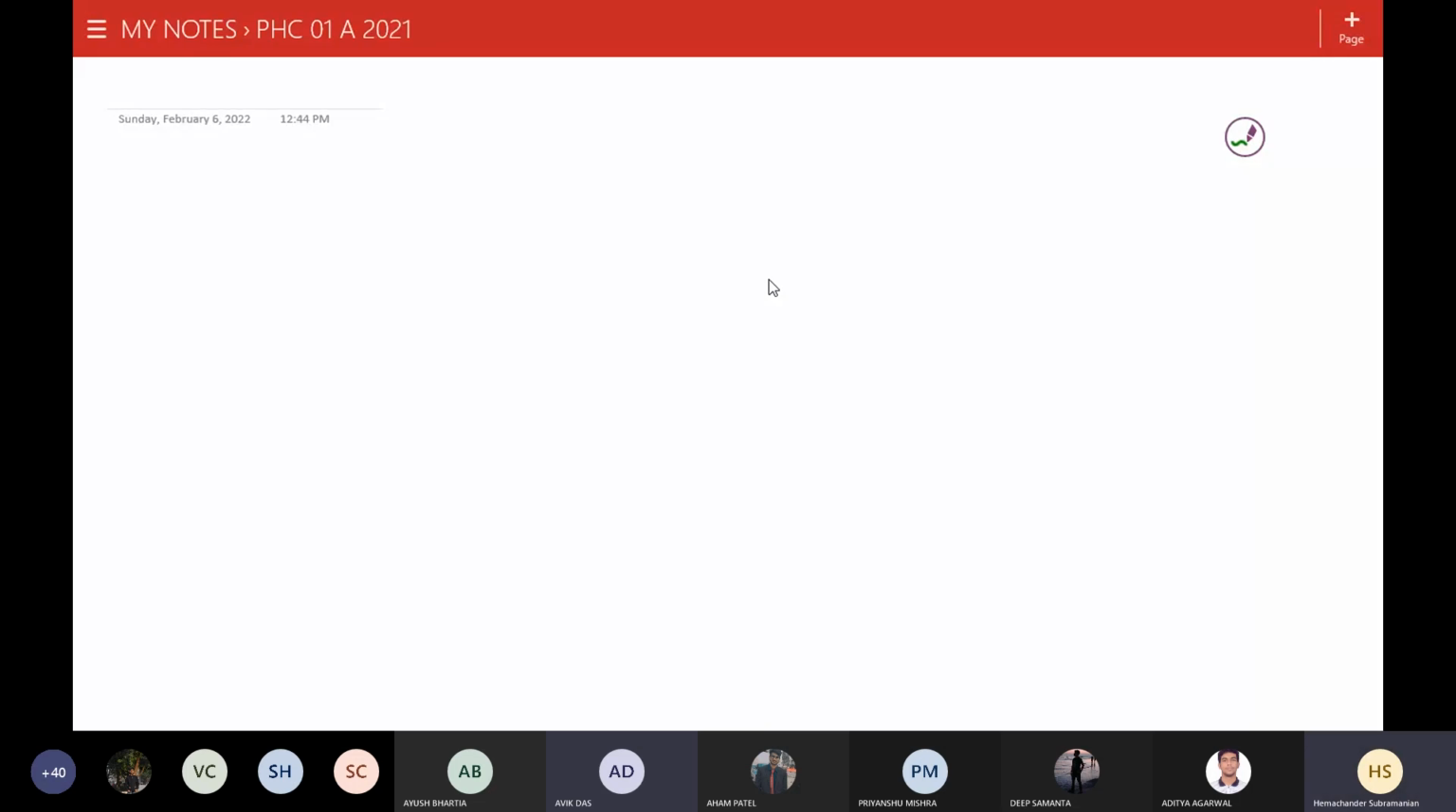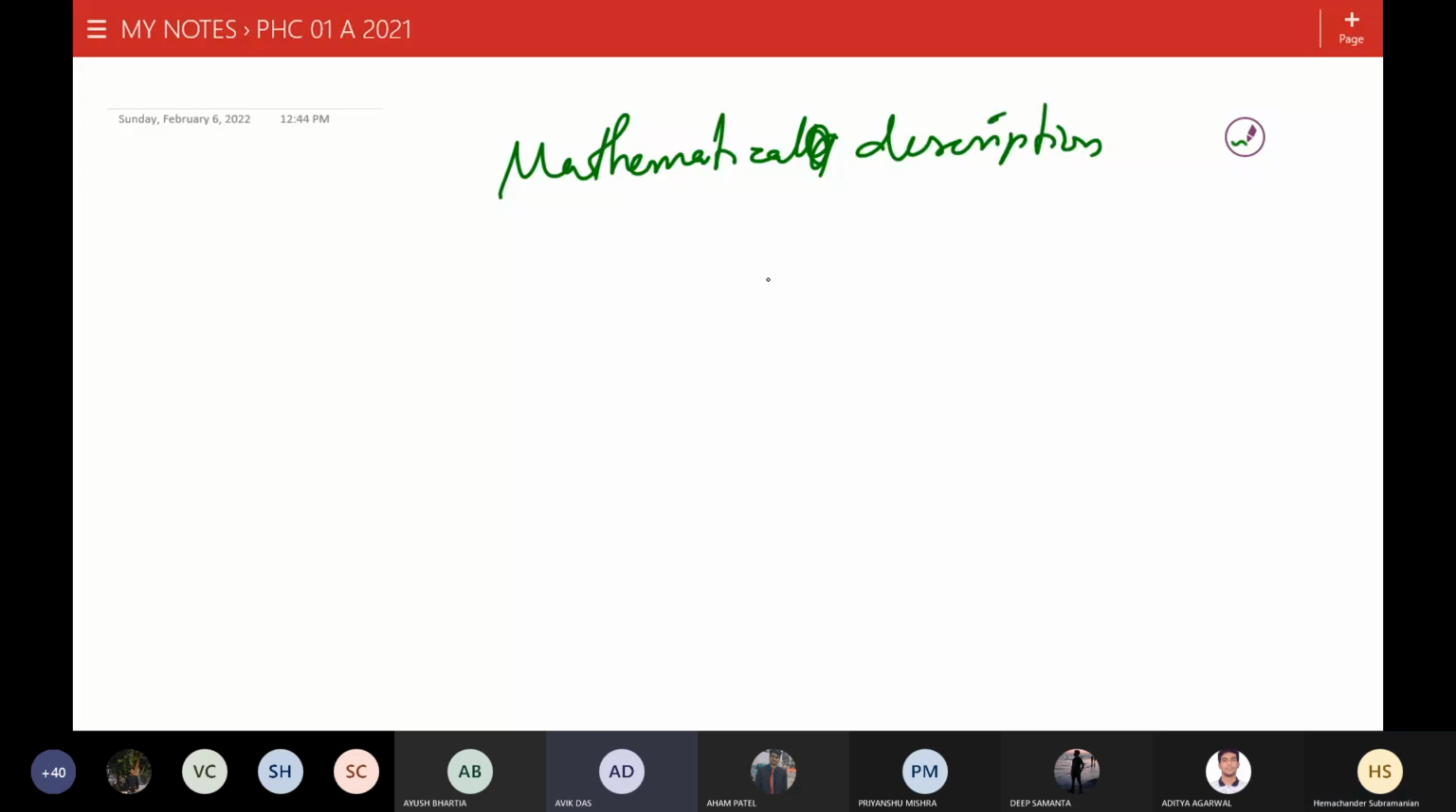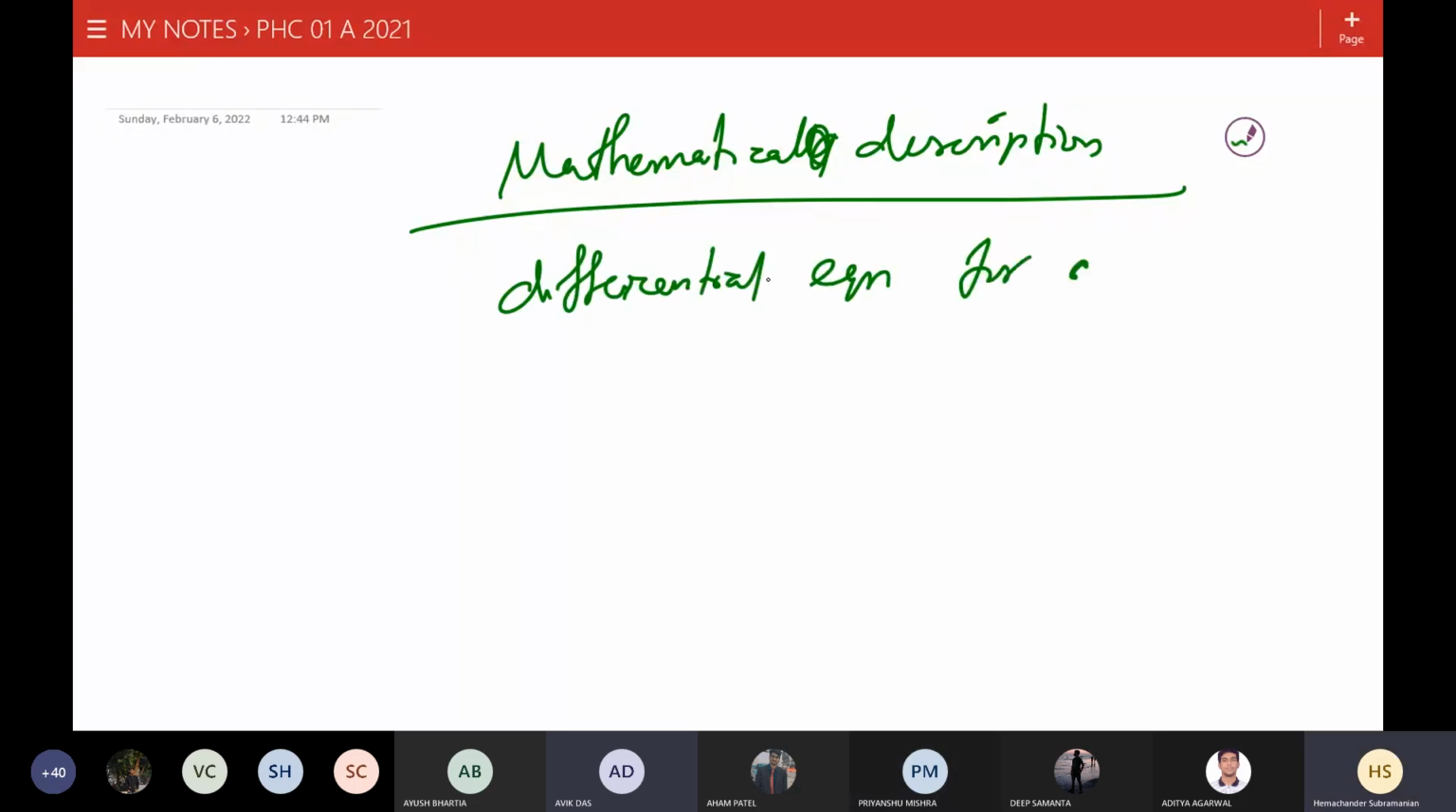Let's now get to the mathematical description of a wave. How do you mathematically describe a wave? For any phenomenon, most of the time the first thing physicists do is to write down a differential equation. I told you guys that, right? So the question is, what is the differential equation for a wave?